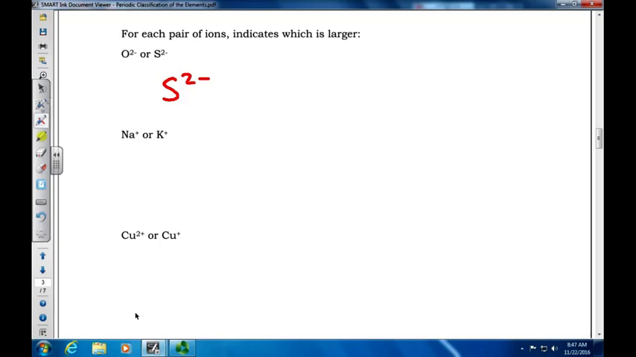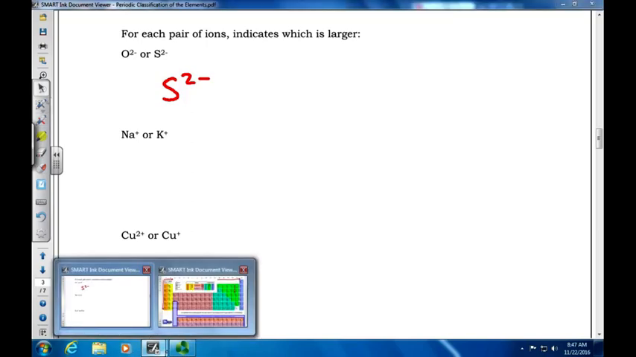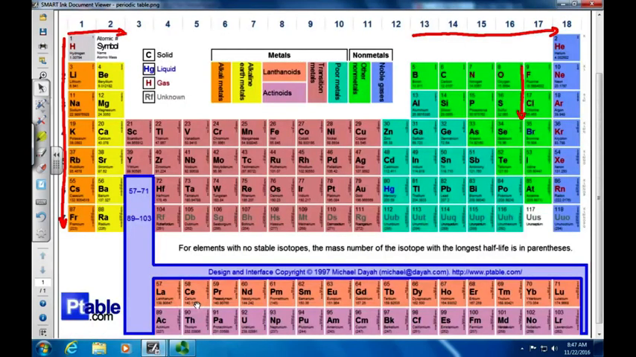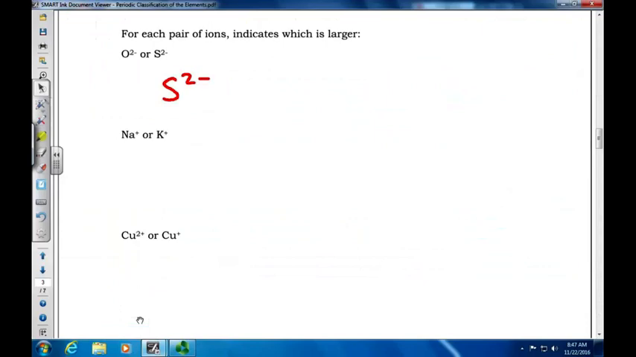Okay, next we're looking at potassium ion versus sodium ion. Coming back to our table, you'll note that the sodium ion is further up than the potassium ion. So that means that our potassium ion is going to be the larger ion.